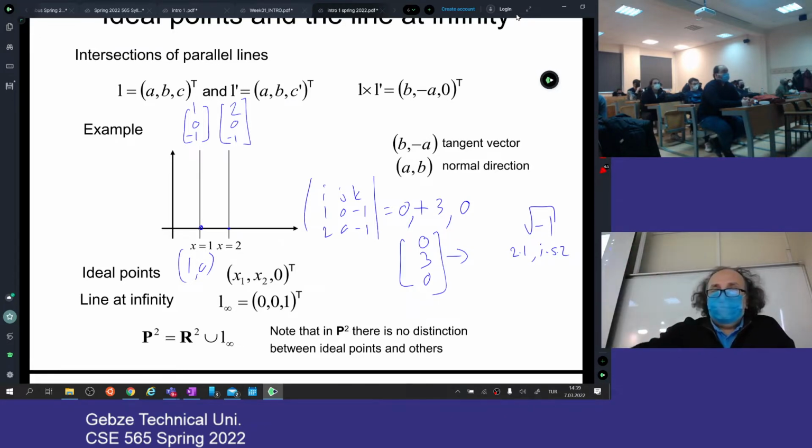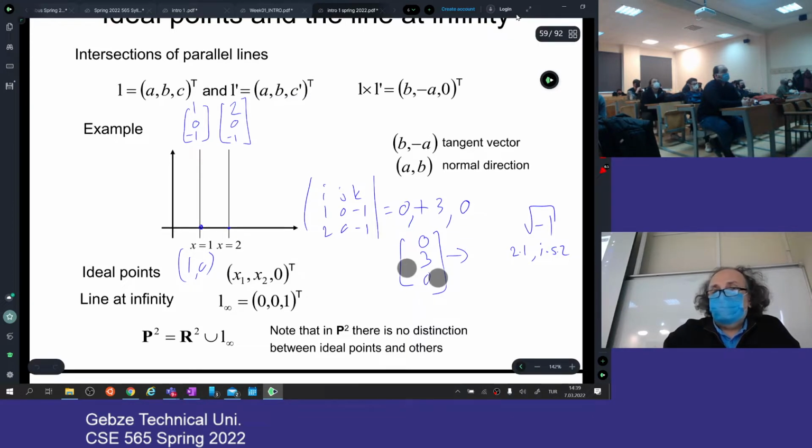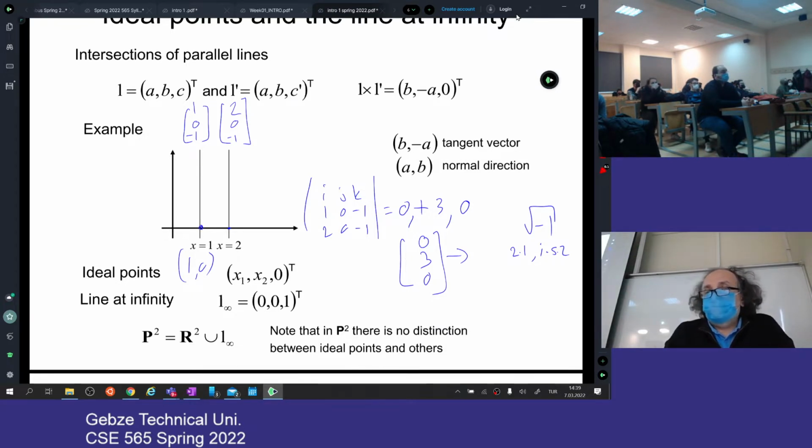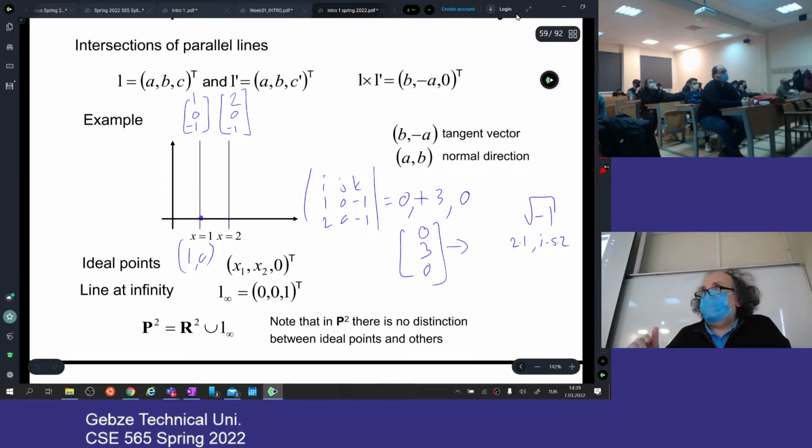We take the cross product of these two lines, and I get this, 3, 0, 0. Obviously, I cannot transform this point back to non-homogeneous coordinates, because it requires 3 over 0 and 0 over 0, which I cannot compute. But I know that in homogeneous coordinates it's meaningful, so it's a point at infinity. I'm not saying the point at infinity, because there are infinitely many points at infinity, and I get one of them.